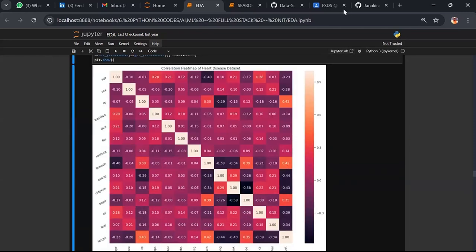What is the range, 0 to 1 or not? See, the correlation is -1 to 1. So if I go up, this is a positive correlation, and this is a negative correlation. Always remember, in a correlation heat map, you always get a diagonal like this. Do you guys understand or not?